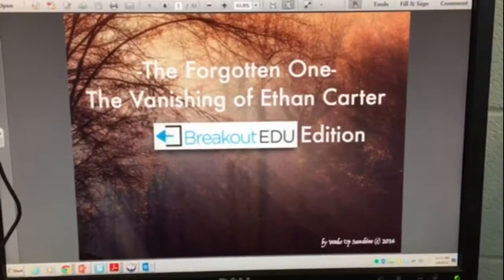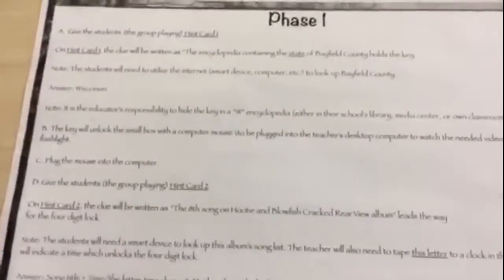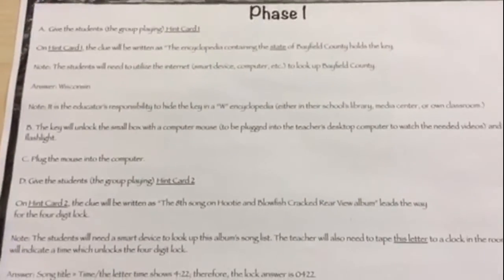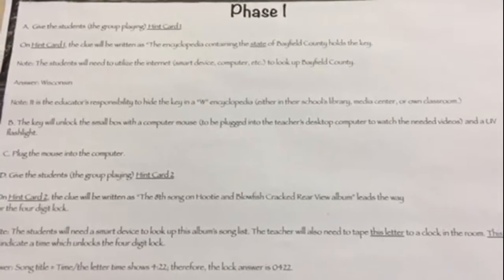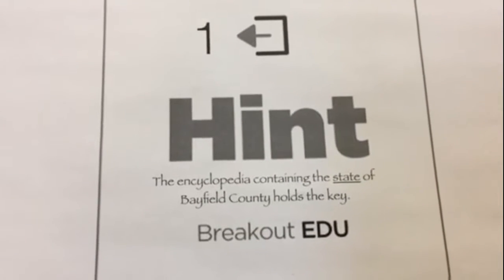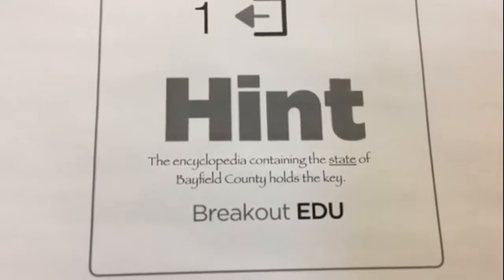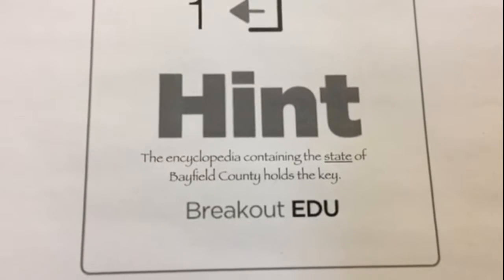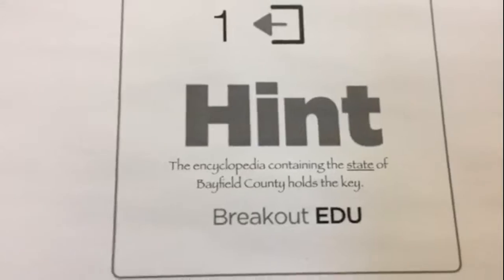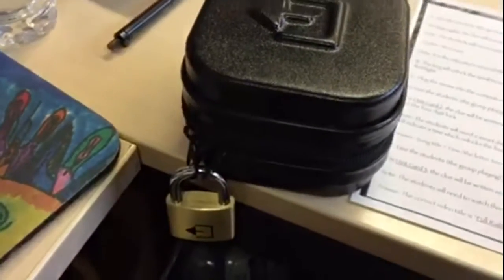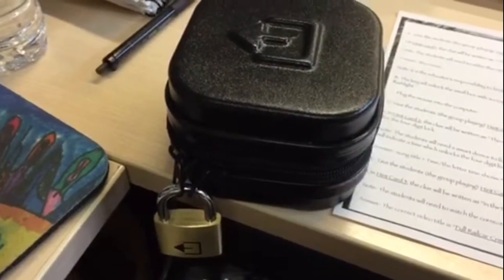So for the Forgotten One, if you look at phase one here, and this comes within the guide, it says that I start off by giving the students or the group playing hint card one. So you would simply give the group this one, and you'll notice that the first hint to get them going says the encyclopedia containing the state of Bayfield County holds the key. So obviously, to get this going, they're going to need to get into this small breakout box that's locked by a key.